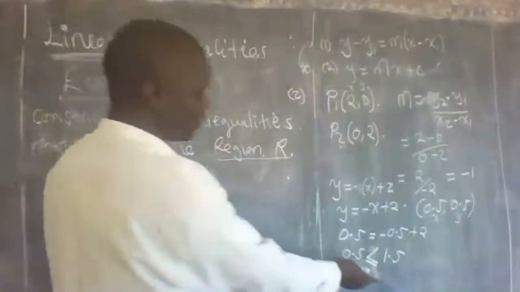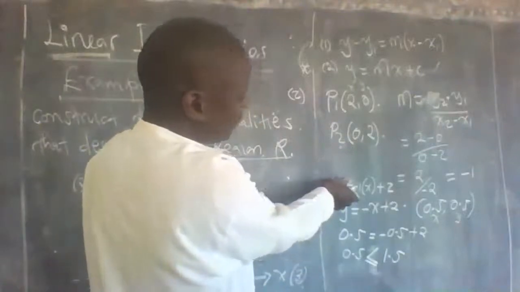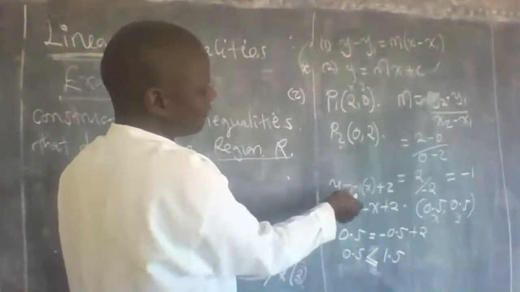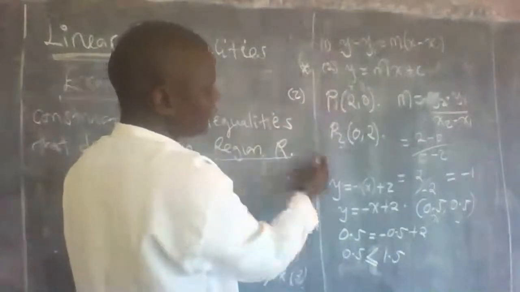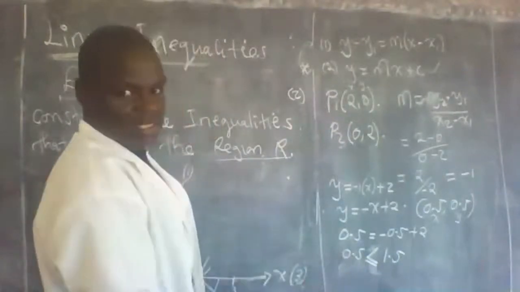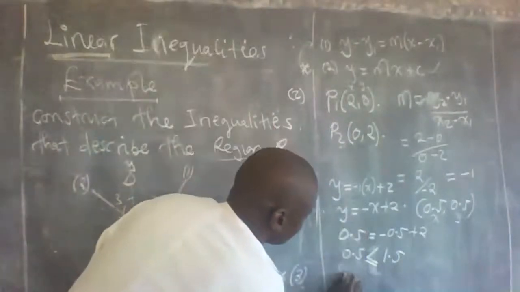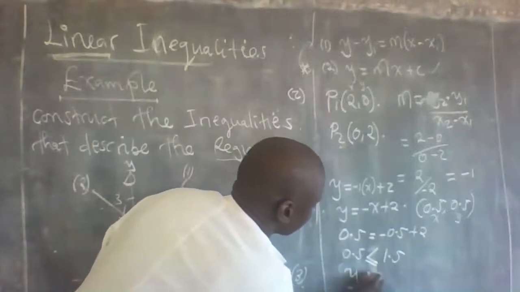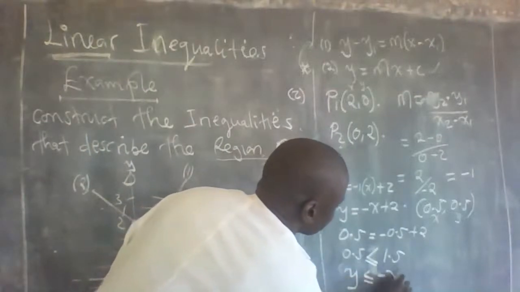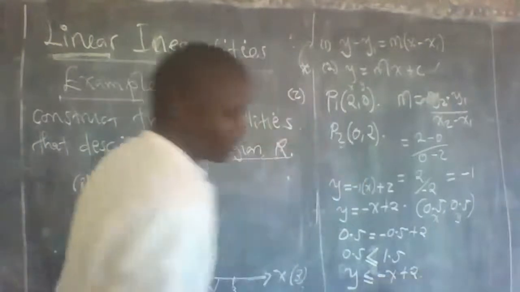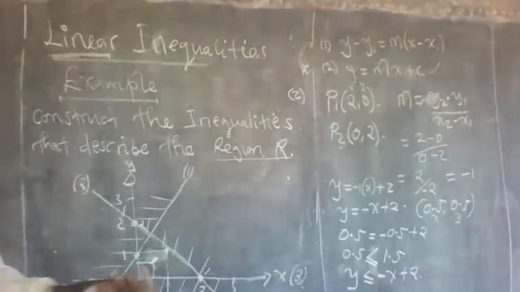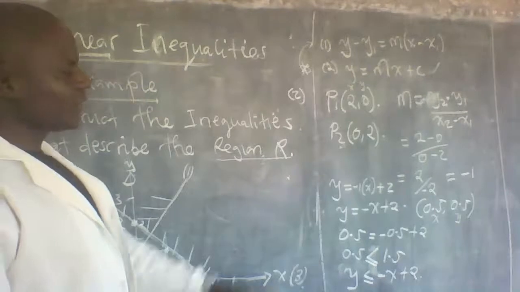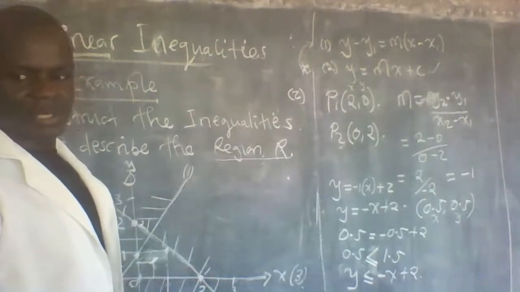After that, we remove the equal sign from the equation that we identified using the general equation and put the inequality sign. So therefore, the inequality is y is less than or equal to negative x plus 2. It's very simple. That is how we can deal with the situation.